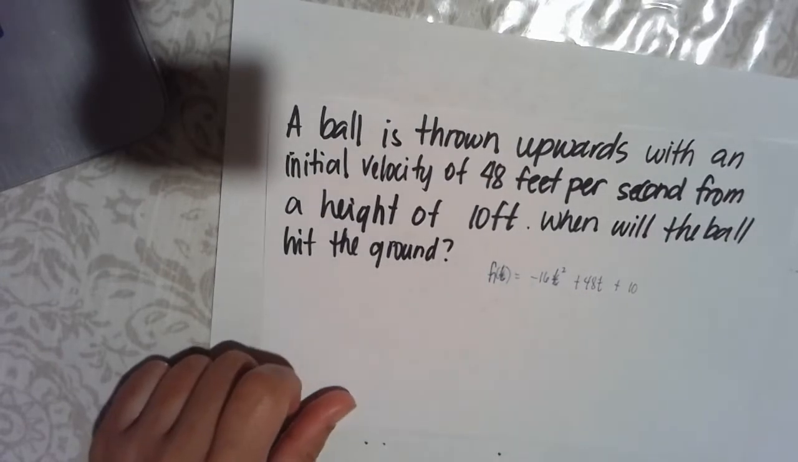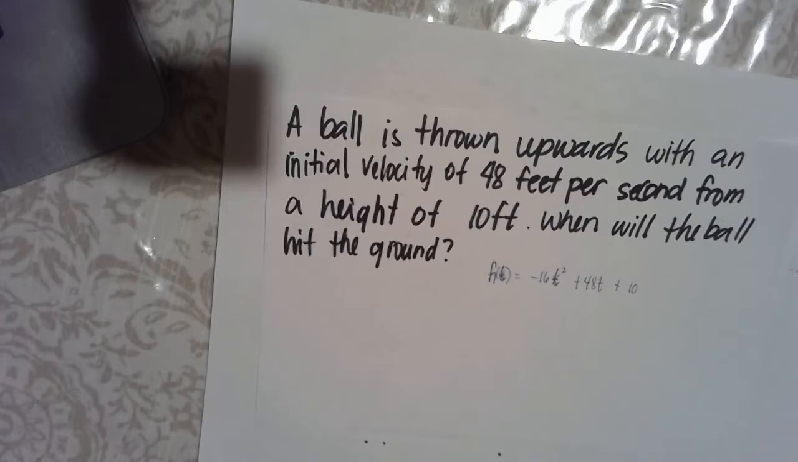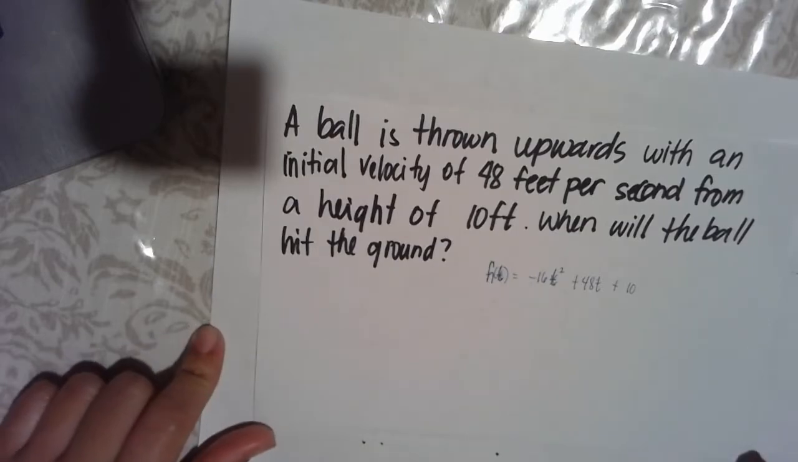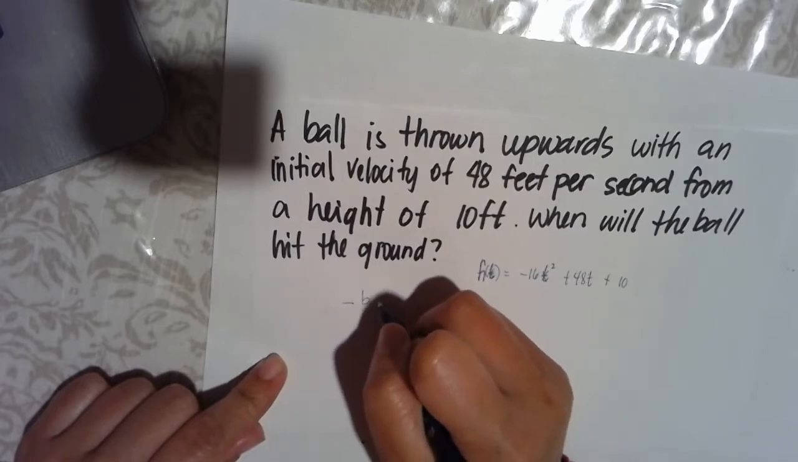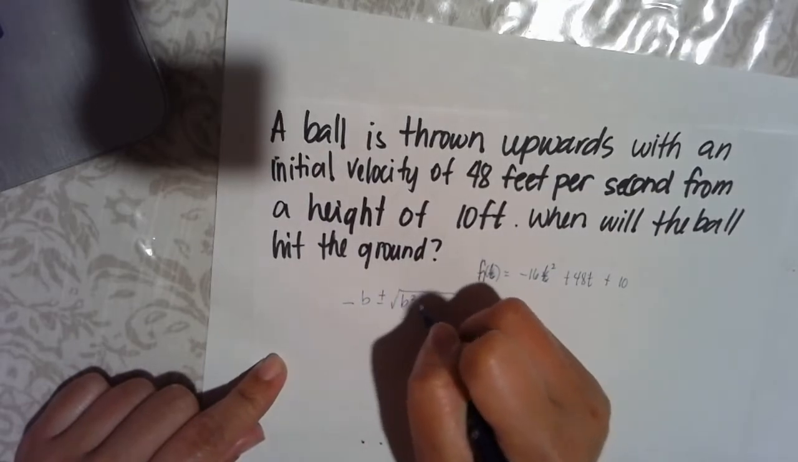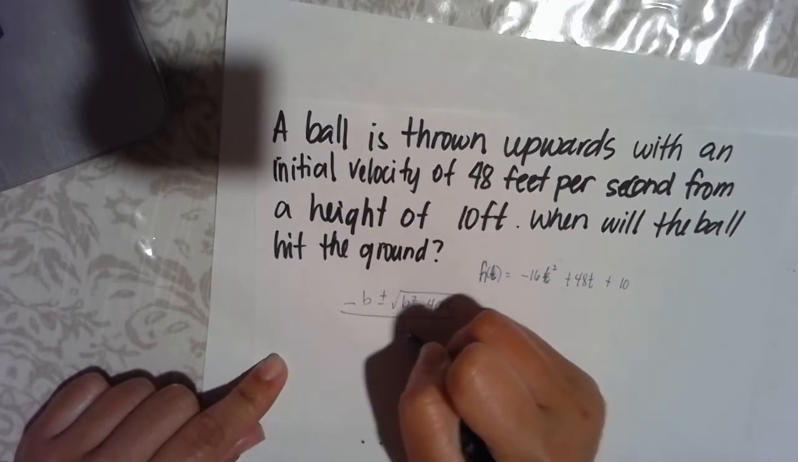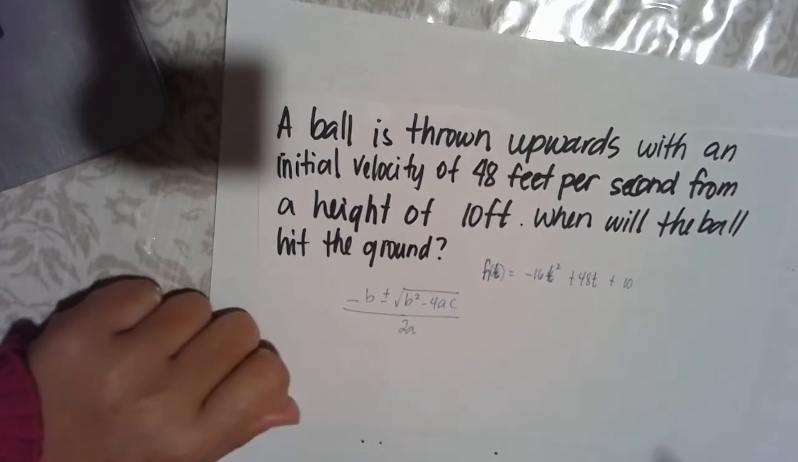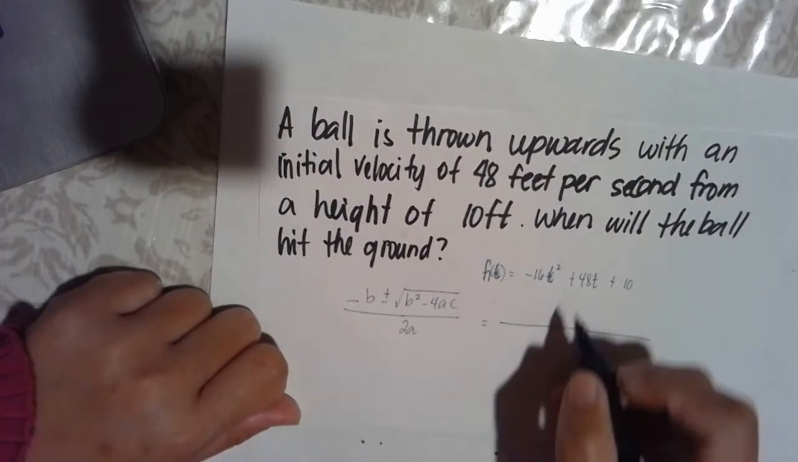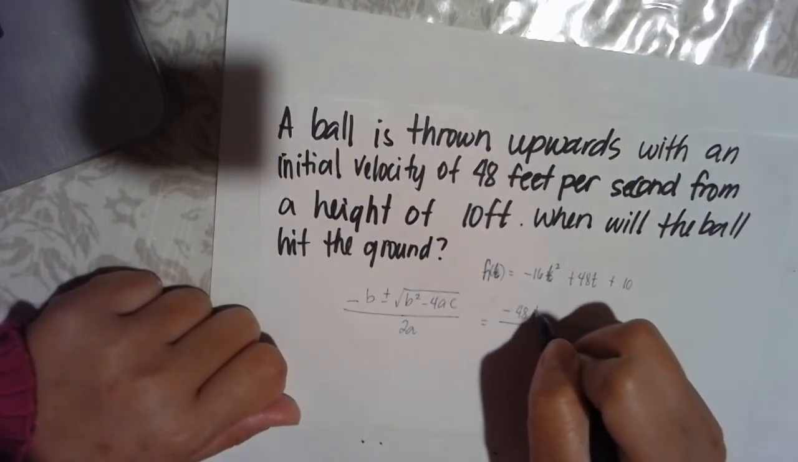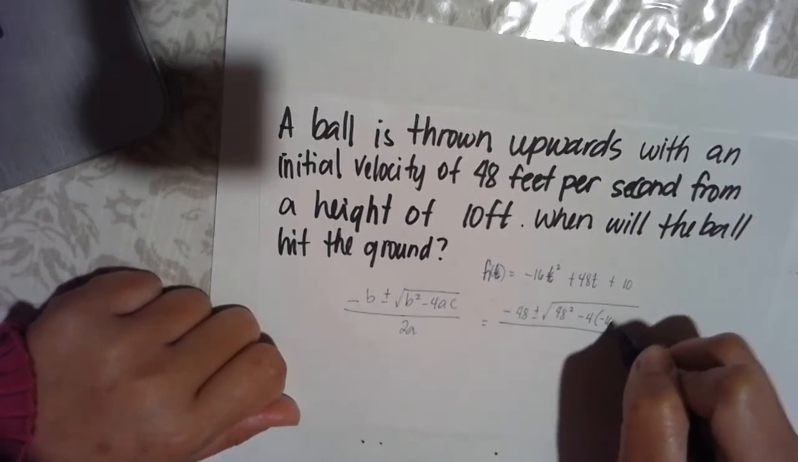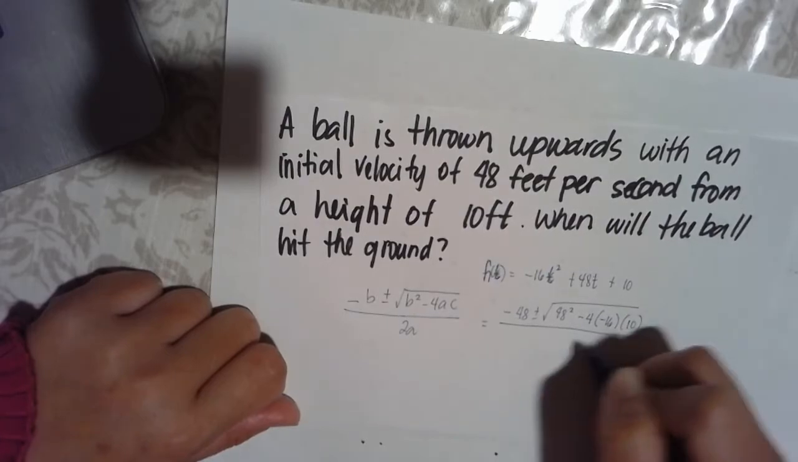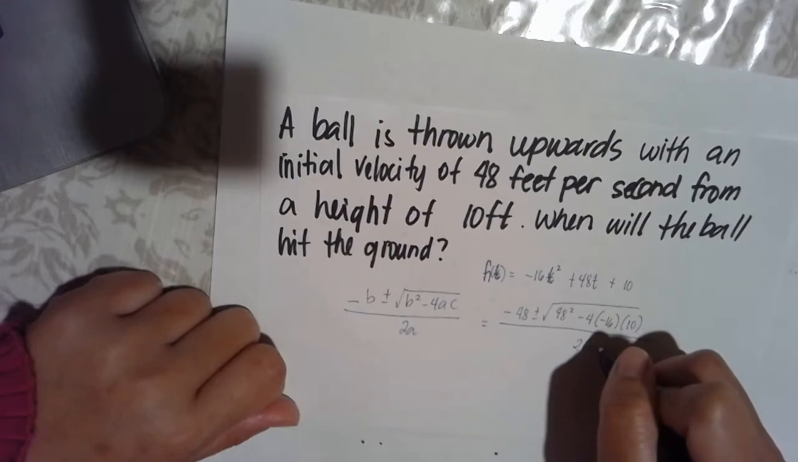Now, we can divide that all by 2. I mean, it doesn't matter because I will use the quadratic formula. So, the quadratic formula is negative b plus or minus the square root of b squared minus 4ac, over 2a. So, I will plug in. That will give me negative 48 plus or minus the square root of 48 squared minus 4, your a is negative 16, your c is 10. And then 2 times negative 16.